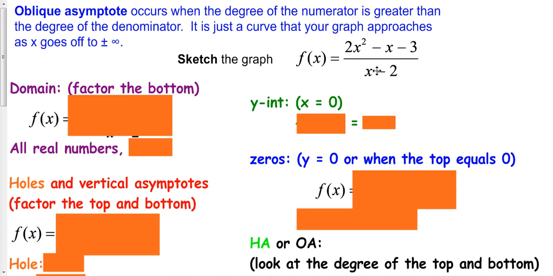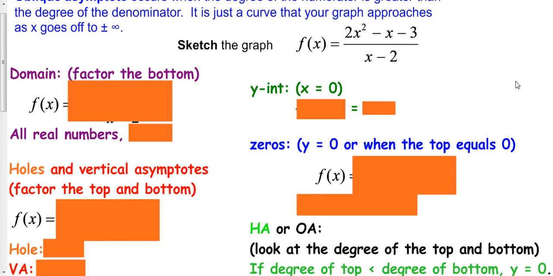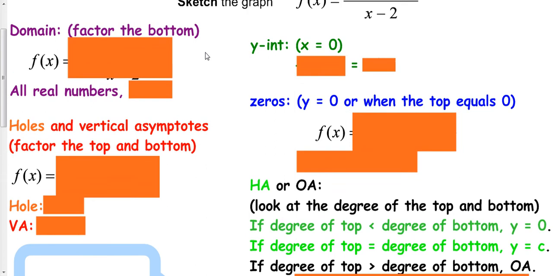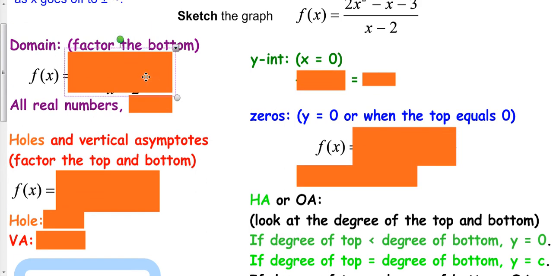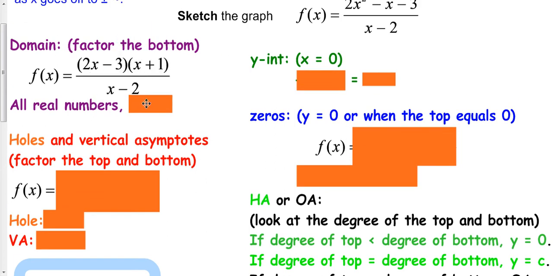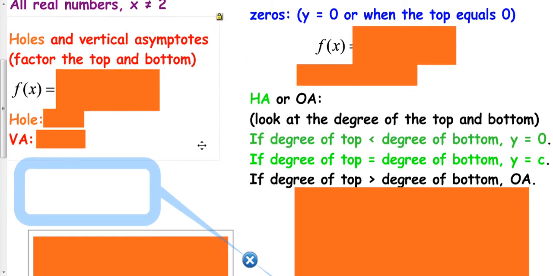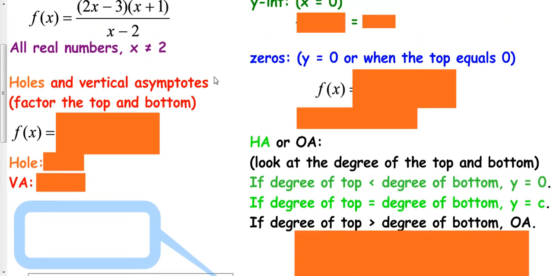On this particular problem, we will have an oblique asymptote because the degree of the top is greater than the degree of the bottom. But we're still going to graph everything pretty much the same way. We're going to find our domain, so we have to factor the bottom. In this case, it doesn't factor. So our domain is all real numbers except what causes the bottom to be 0, which is 2.